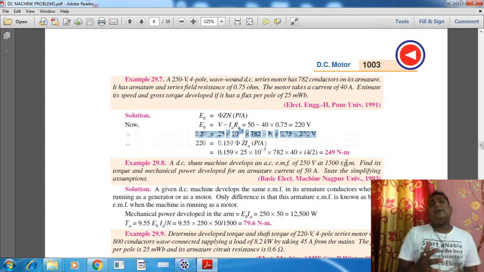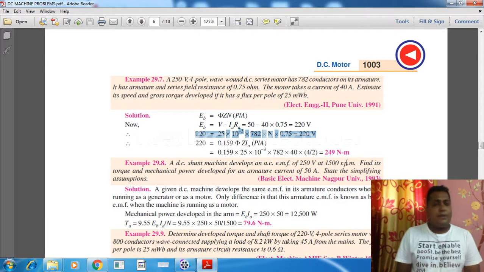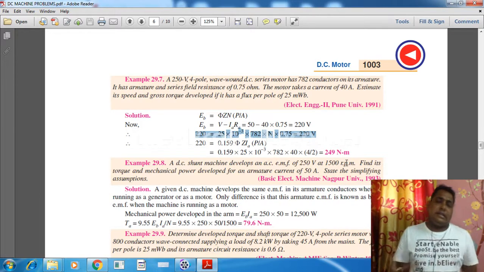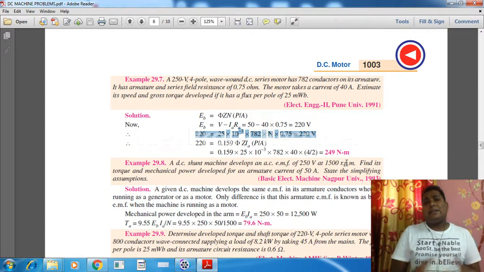So different types of problem we have solved today. In this particular presentation, I have solved different DC generator problems, DC motor problems, and such problems where we have to act a DC machine as a generator once and as a motor once. In this particular presentation, lots of more problems are there.